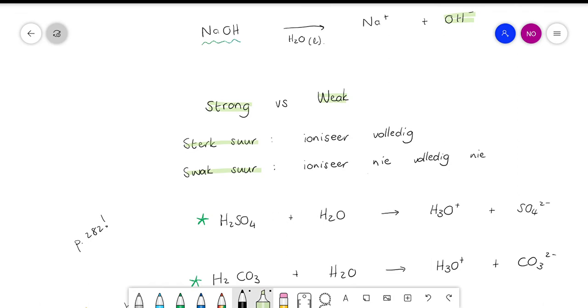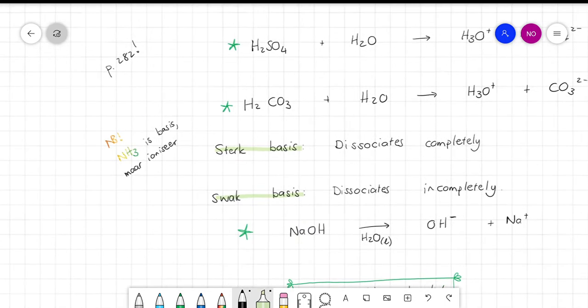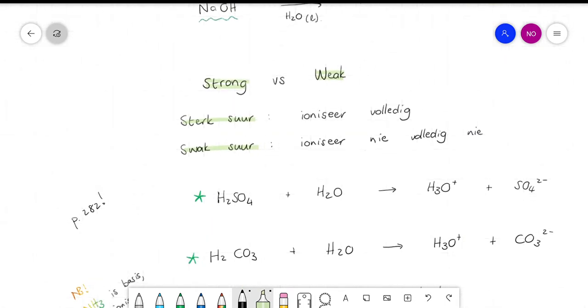Okay, so I'm going to just jump down just to show you this block, because it helps us to understand the two definitions. So sure en dan NO3 is die uitsondering, hy's 'n basis, maar hulle is gevorm uit kovalente bindings, en wanneer ons praat van kovalente bindings, dan sê ons hulle ioniseer. But bases, those have ionic bonds, they dissociate. So if we look at the way we talk about them, that should make a bit more sense. Goed. Terug by hierdie ene.